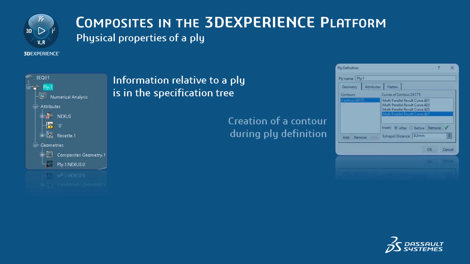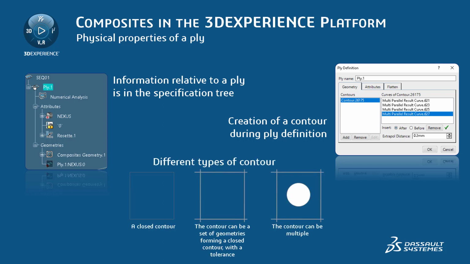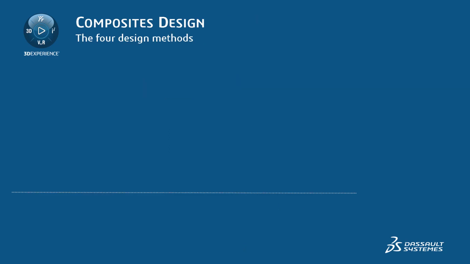The contour can be one geometry forming a closed contour, a set of geometries forming closed contours, or multiple. The directions are usually 45 degrees, -45 degrees, 90 degrees, and 0 degrees. All the information relative to the ply is stored and visible in the specification tree. If picking the plies in the 3D is necessary, change the stacking graphic properties to pickable. There are several unique methods for designing with composites materials, helping users create flexible, associative models.